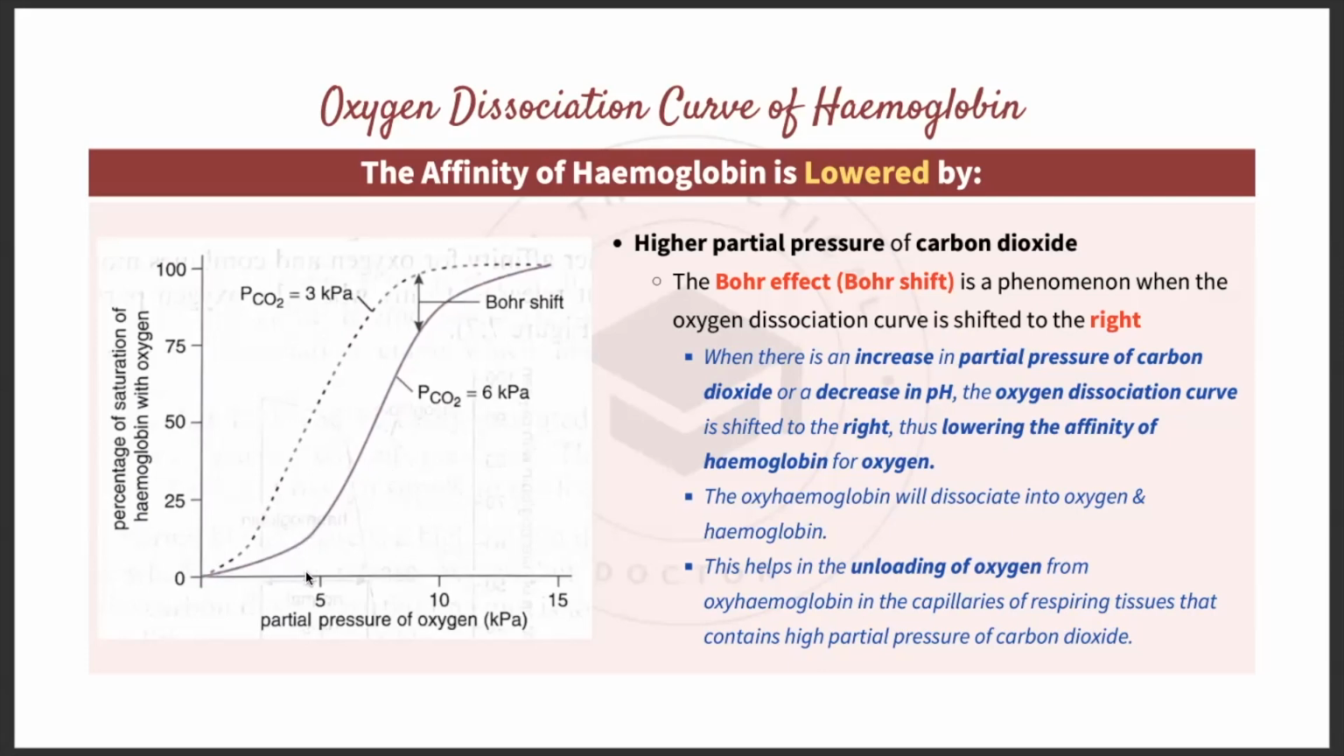So basically, it's like, no, I'm not going to bind with oxygen. There's just too much carbon dioxide here. So what happens is it will release the oxygen. The oxyhemoglobin will dissociate into oxygen and hemoglobin. This is important because it will help to unload, to release the oxygen from oxyhemoglobin in the capillaries of respiring tissues that contain high partial pressure of carbon dioxide, because these tissues really need oxygen and there's just too much carbon dioxide. So you need to help the oxyhemoglobin release the oxygen for the cells.